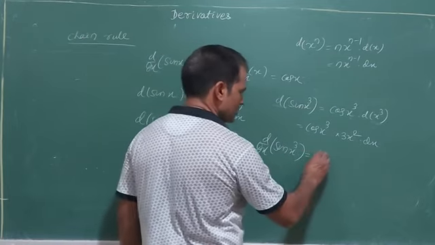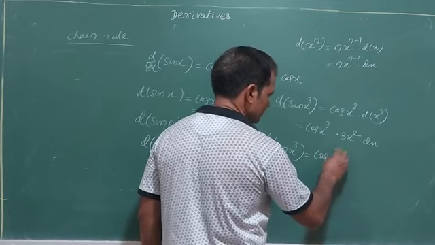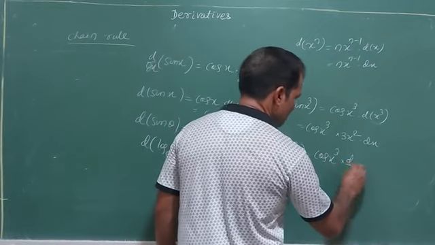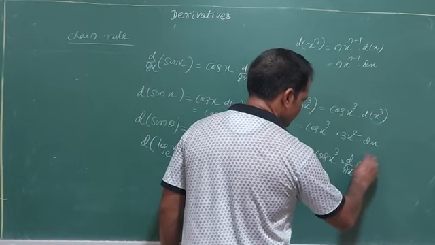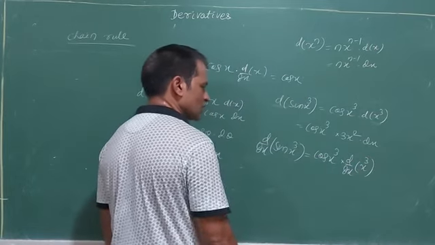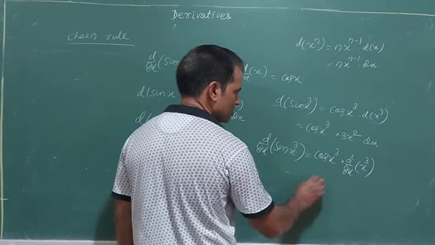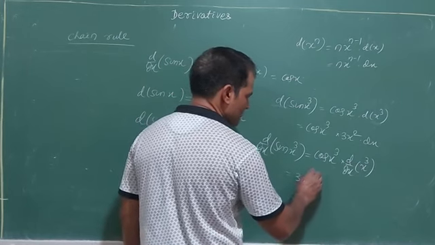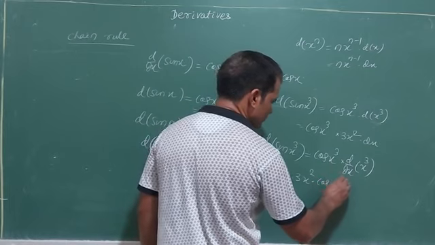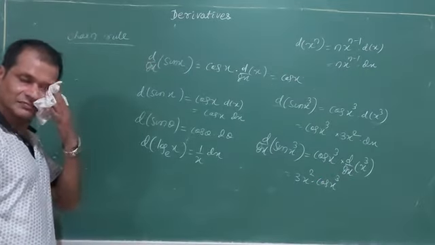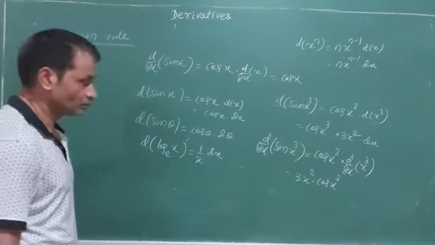What it gives me? Cos x cube. Derivative of sin is cos x cube into d by dx of x cube. Now normally you think x to the power n formula, n x to the power n minus 1. So that gives me 3x square into cos x cube. Alright?